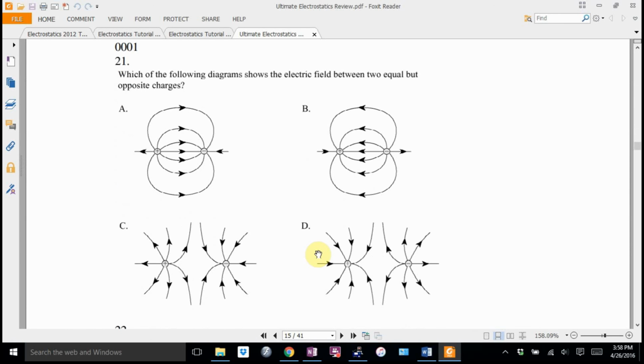Oh, I like 21. So I told you there would be some kind of electric field diagram. How can I figure out, by the way, which one of these charges is positive? Which way do the arrows always point in electric field? From what to what? Positive to negative. In other words, I know B is wrong because the arrows are pointing towards the positive charge. And I also have to think about what the field would look like for equal but opposite charges.